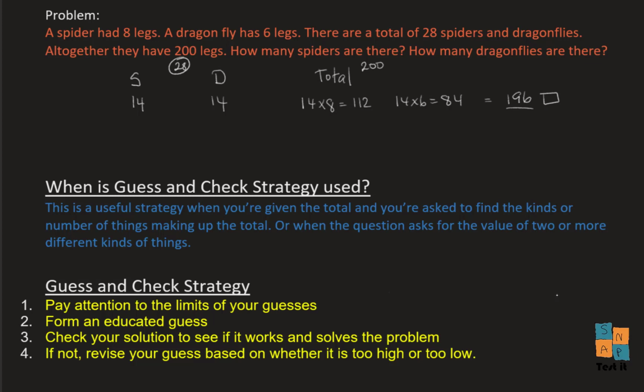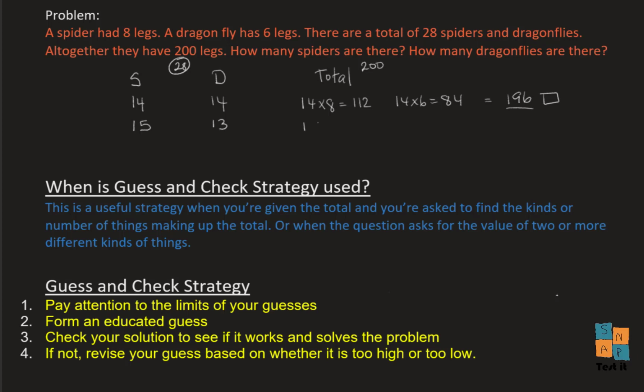We want 200. We want a bigger number than 196. So we're going to realize that our guess is too low. We're going to make our guess higher. To make the guess higher, a good tip is to increase the type with more legs, in this case. Here, spiders have more legs. So we're going to increase this one to say 15. And to make sure that the total is 28, we're going to have this one at 13 because 15 and 13 gives 28.